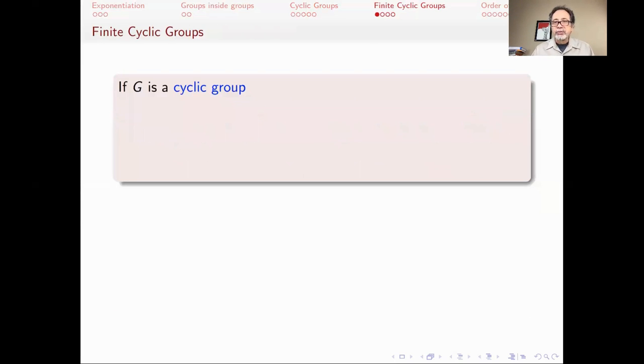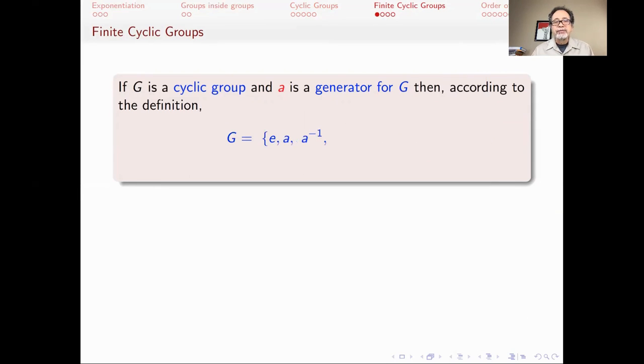If G is a cyclic group and A is a generator for G, then according to the definition, we have to look at E, A inverse, A squared, A minus 2, and so on forever to find out what G is. And in fact, if G is an infinite group, this might take forever. However, if G is finite, we can do much better. We don't have to actually look at all these elements. There's a much more streamlined version. That's our next theorem. And this theorem has content and is important. Let's say you have a finite cyclic group.